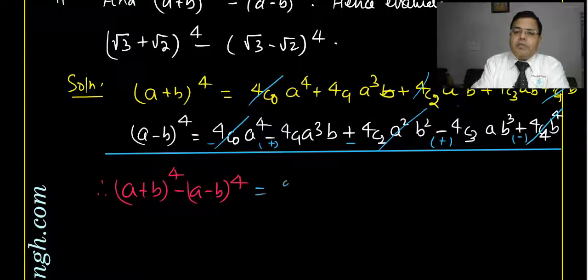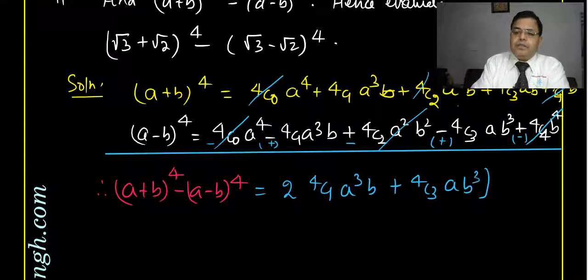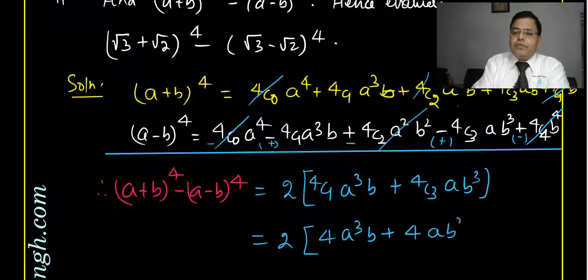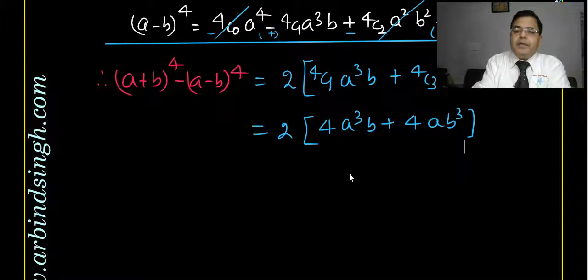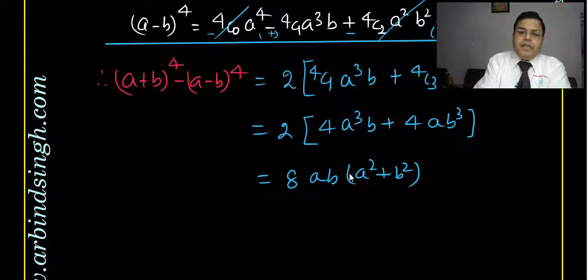So therefore this will be twice of 4c1 a cube b plus 4c3 a b cube. This is what left. So you write here 4c1 is 4. A cube b plus 4c3 is also 4 a b cube, and that further can be written as if you took 4 a b common, then it will be 8 times of a b, and what is left here, a square and b square. So therefore a plus b to the power 4 minus a minus b to the power 4 will be like this.